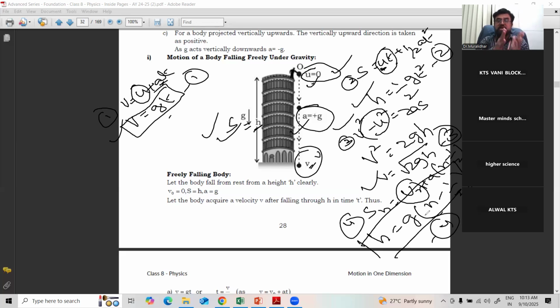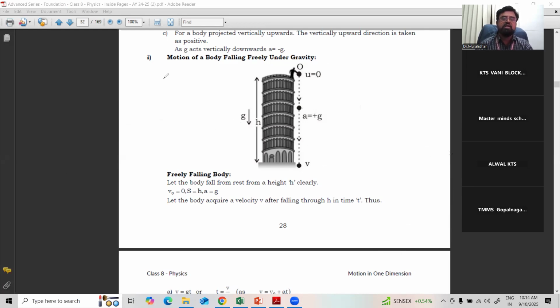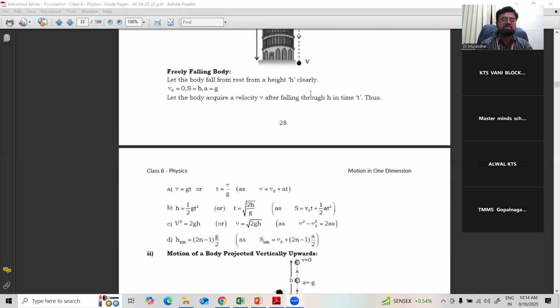We have to put these conditions. As the body is freely falling, you can take initial velocity 0, acceleration equal to acceleration due to gravity, that is plus because it's coming towards the earth, and distance covered is taken as h because of height. Right? So whenever a body is moving under gravity, you have to apply these conditions in the first case. All four equations they wrote.